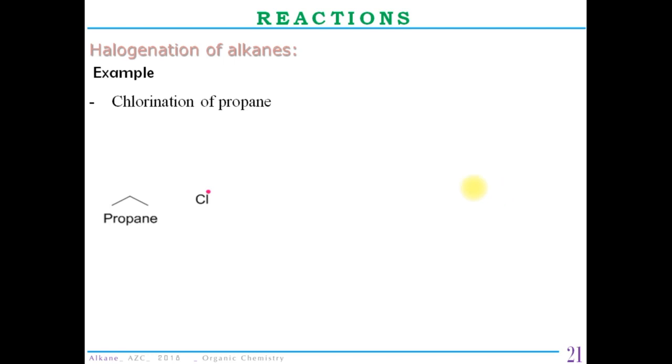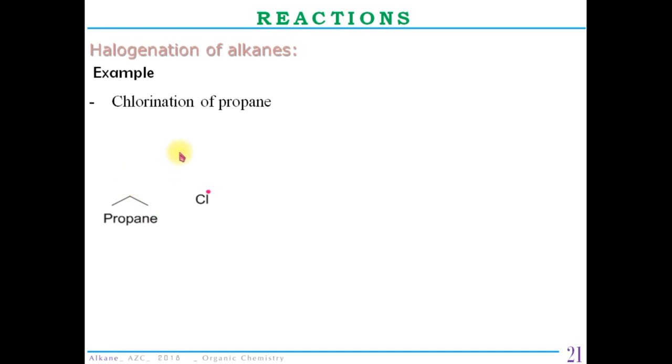Here is the example of halogenation, which is chlorination of propane. We have propane reactant and chloride radical. Here chloride radical may abstract hydrogen from carbon number 1, and there is also probability that chloride radical can abstract hydrogen from carbon number 2. If you see, carbon number 1 has primary hydrogen, carbon number 2 has secondary hydrogen.